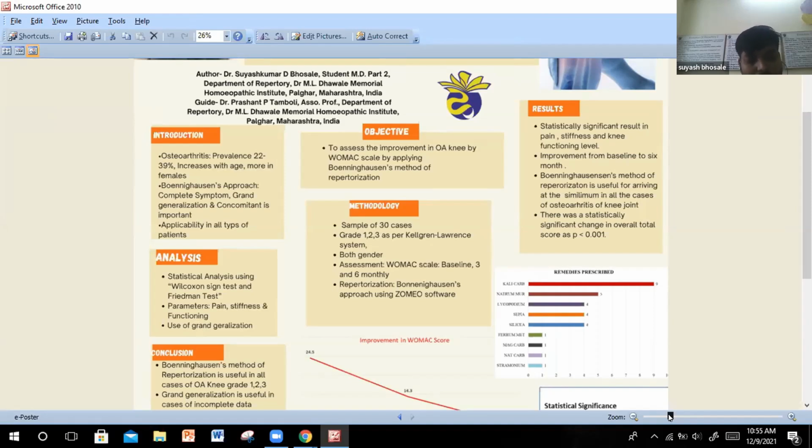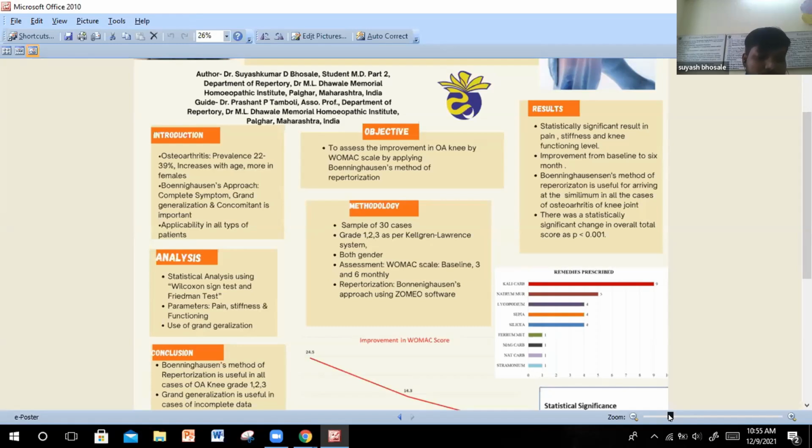Homeopathy, being a holistic science, has greater efficacy in the management of OA. As I practice particularly in rural areas, I observed that many a time we could not get a complete picture of the disease, or there was a presence of only common symptoms and modalities, or there was unavailability of qualified mental symptoms in the patient. In such cases, Bonninghausen principles and method of repertorization were found to be useful. So I undertook this study to find the applicability of Bonninghausen method of repertorization in the management of OA using the WOMAC scale.